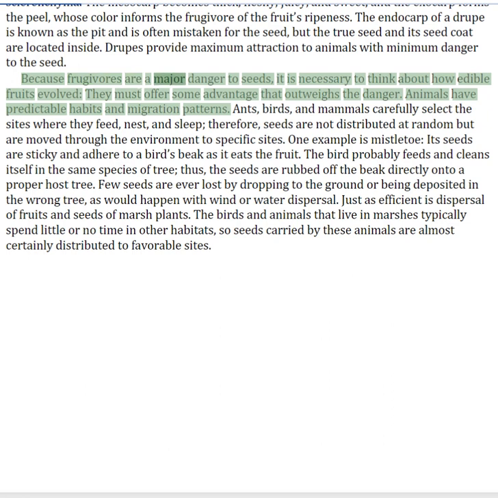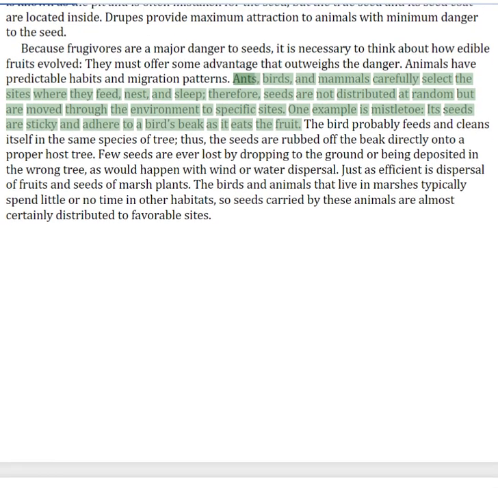Because frugivores are a major danger to seeds, it is necessary to think about how edible fruits evolved. They must offer some advantage that outweighs the danger. Animals have predictable habits and migration patterns. Ants, birds, and mammals carefully select the sites where they feed, nest, and sleep. Therefore, seeds are not distributed at random but are moved through the environment to specific sites.